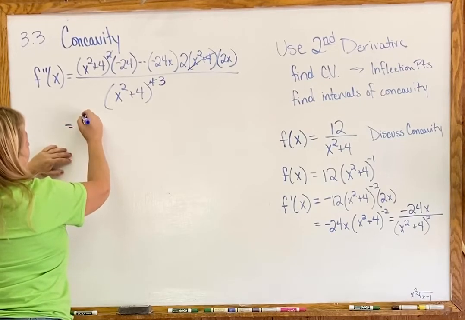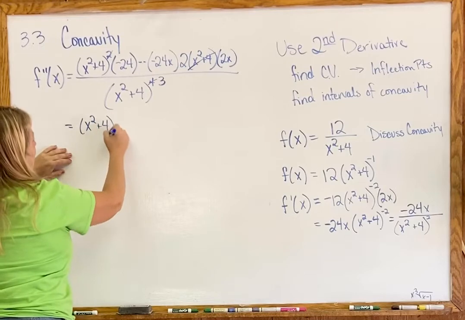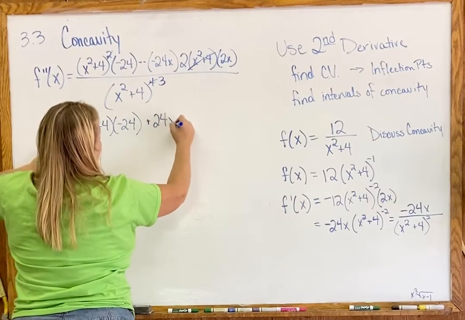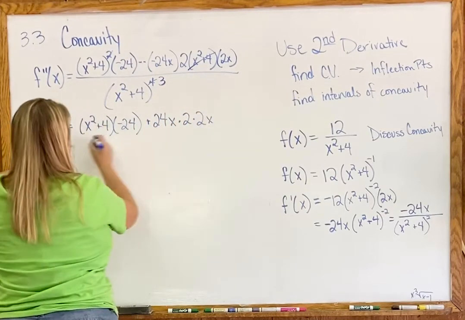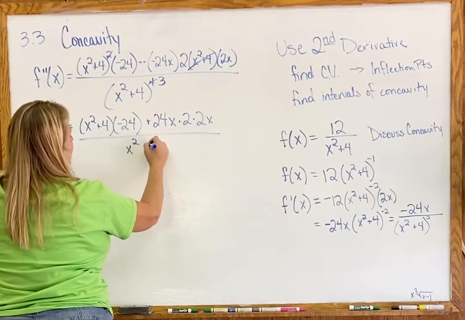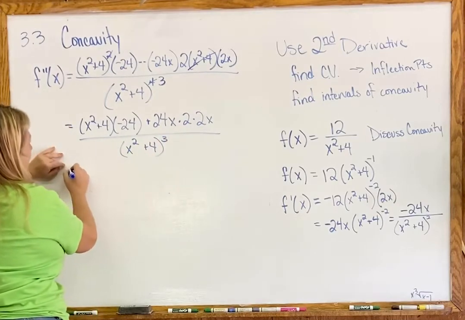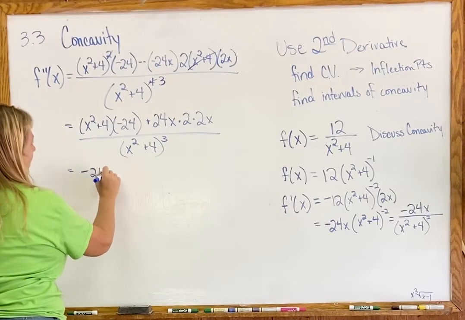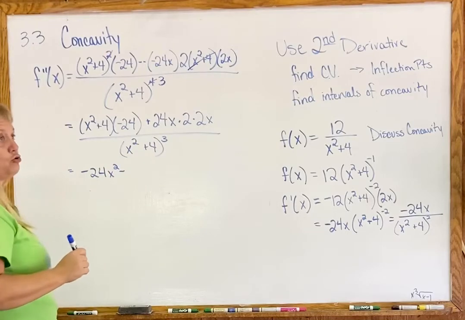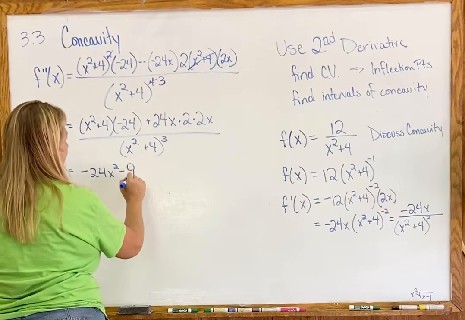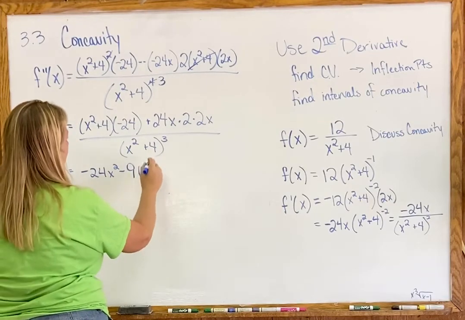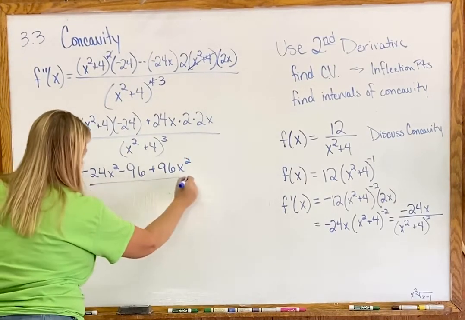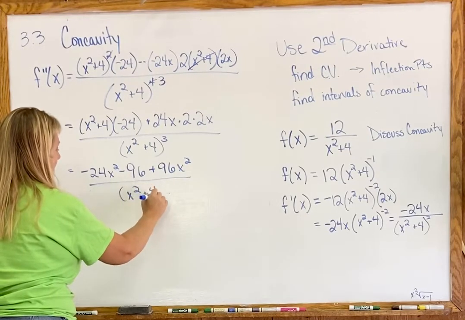So now we're left with up top (x squared plus 4) times negative 24, I'm going to just combine those two, plus 24x times 2 times 2x, all over (x squared plus 4) to the 3rd. Okay, so let's see what we got here when we put everything together. So we have negative 24x squared minus 96 plus 96x squared, all over (x squared plus 4) cubed.